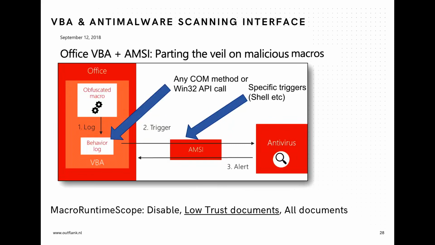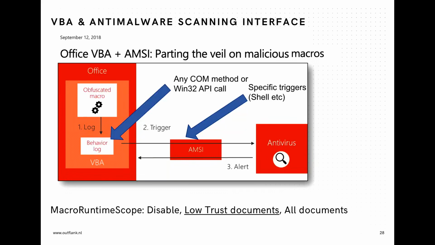In the design of the VBA AMSI interface, they made a slightly different design than for the PowerShell and CScript versions. What they do is maintain a log of all suspicious calls, being COM methods and Win32 APIs. They just log all of these requests being made at runtime. So any time you create a new Word instance in a macro, that is logged. That's just a behavior log, which they keep track of like a stack trace.